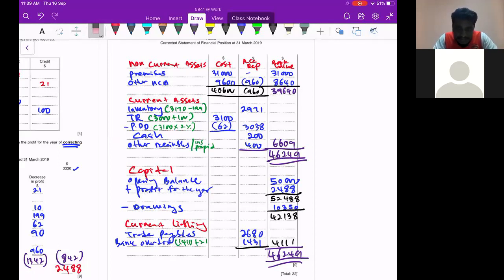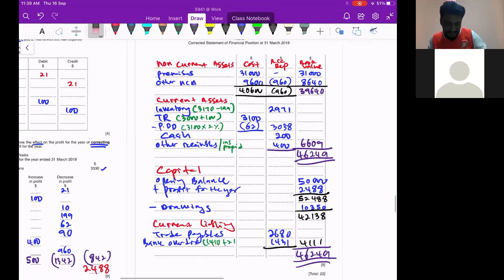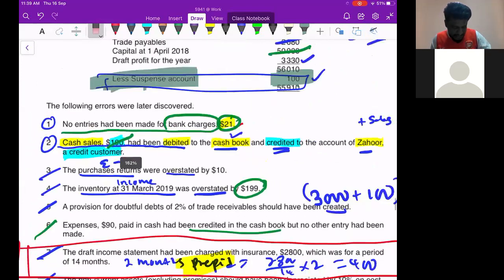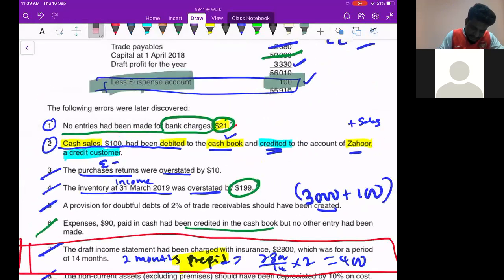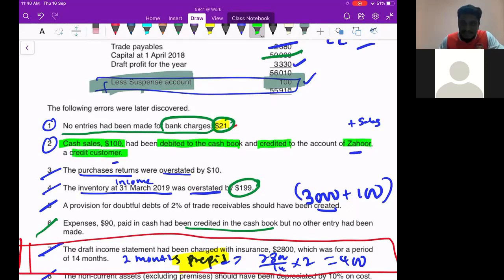Thank you. Still, I still don't get it. Why add 100? When it's a cash sale. Wait, I read again. Okay, you read the question here. You didn't read the question, that's a problem. Cash sales 100 had been debited to the cash book and credited to the credit customer.